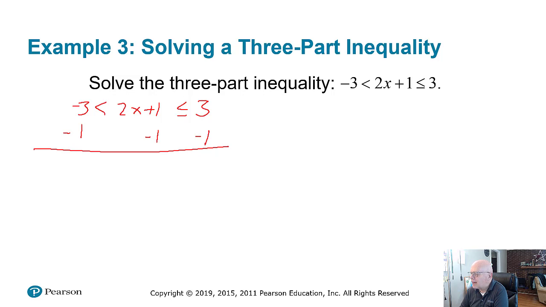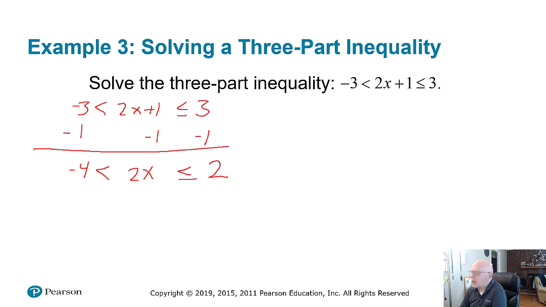Now, let's see what we have. We just added a -1. So these inequalities do not change, or at least they do not change yet. On the left-hand side, we've got a -4. In the middle, those ones give us 0. So we've got a 2x in the middle, and that's closer to what we want. And on the right-hand side, we've got a 2.